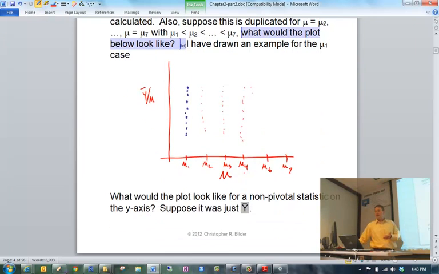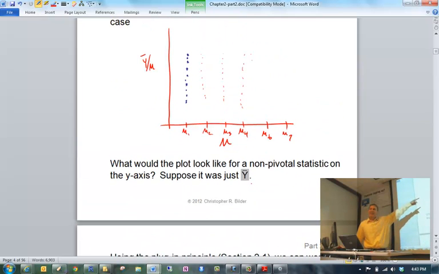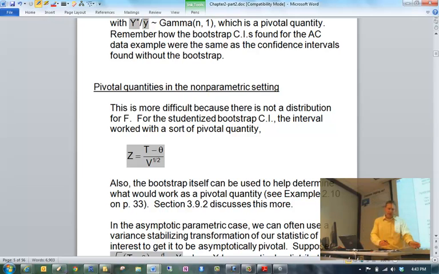So now apply this to the setting where you are using the bootstrap. Instead of y bar divided by mu, you're going to use y bar star divided by y bar. What's your plot going to look like? Like that. And that's why working with pivotal statistics is nice. But then the problem is, well, first of all, that's great in a parametric setting, but what do you do in a non-parametric setting? We discussed this a little bit earlier.